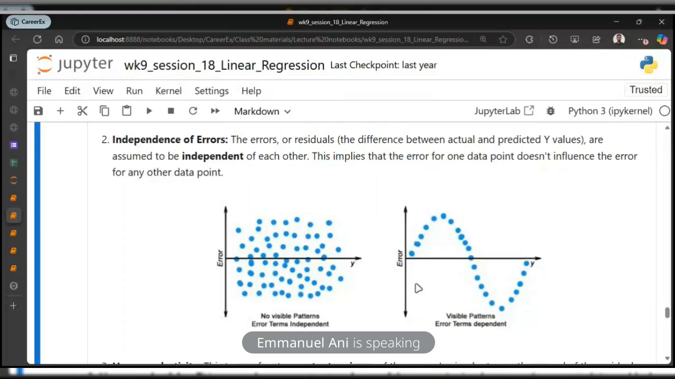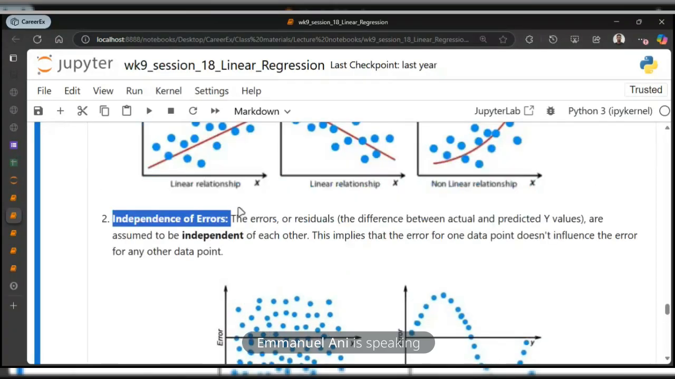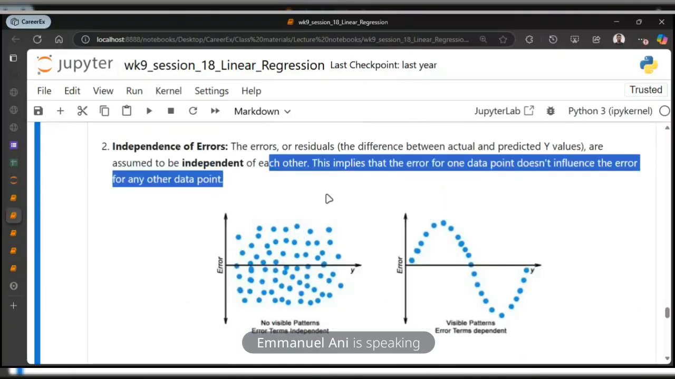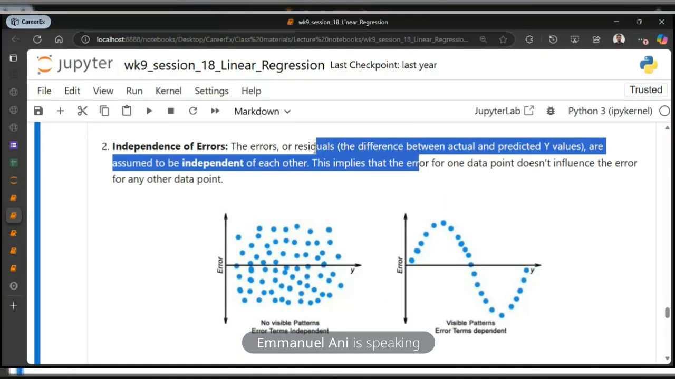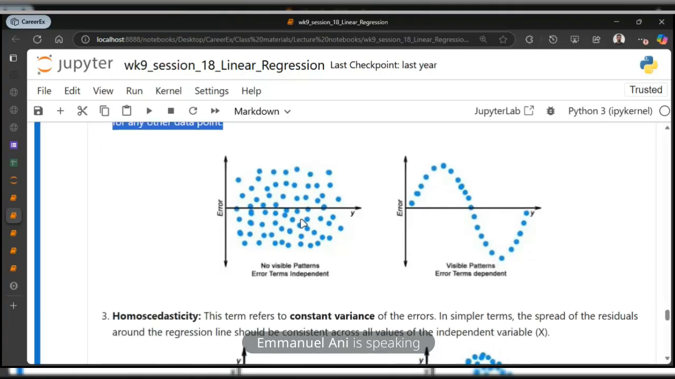But if we plot that and we see something like this, not necessarily just this, we see a pattern. This is going to tell us that linear regression would not be the best algorithm for this particular data set because the residuals are kind of dependent on each other. So this is another assumption that needs to be met. What this means is that the errors or residuals are assumed to be independent of each other, meaning that the error for one data point doesn't influence the error for another data point, as we have in this graph here.